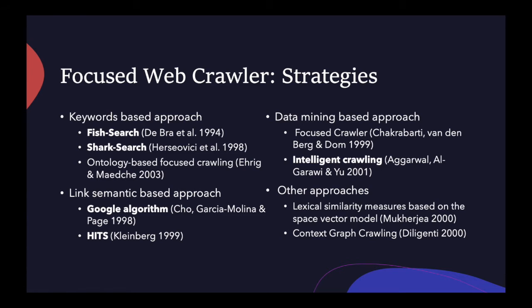The concept of intelligent crawling was introduced in 2001. It learns characteristics of the link structure of the web while crawling and uses this information to estimate the probability that a candidate is useful for a given crawl.